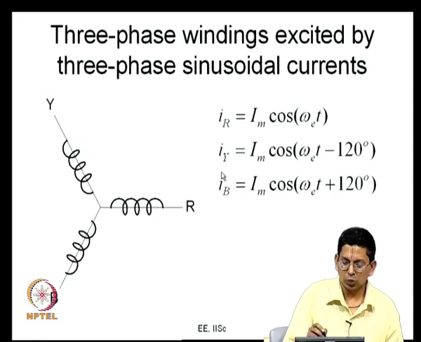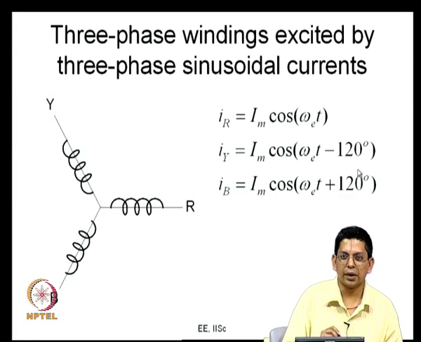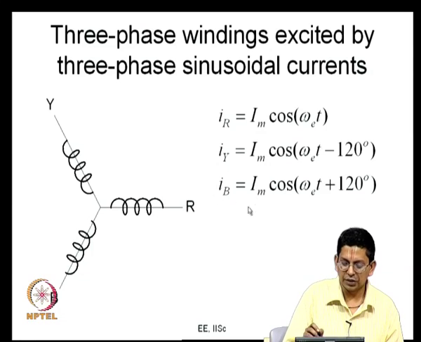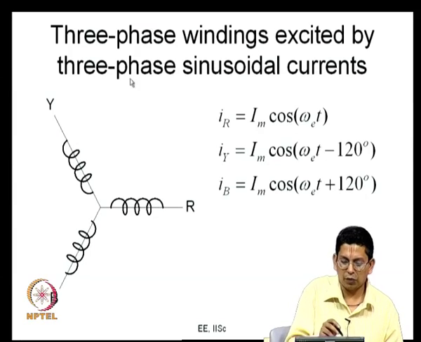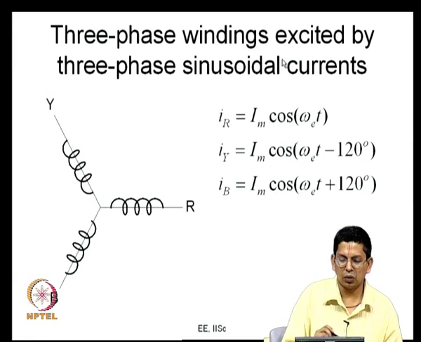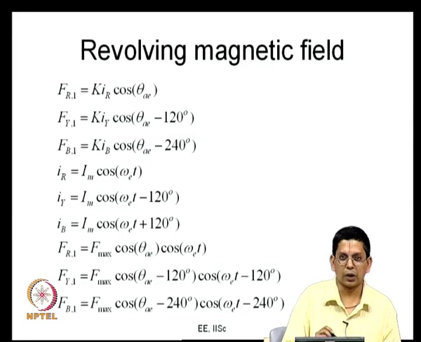If that is the current, then the Y phase current is Im cos omega et minus 120, and the current through the B phase is Im cos omega et plus 120 degrees. So, this is what we have, and from this we move on. What we are doing is passing three phase sinusoidal currents through the three windings. So, this produces a revolving magnetic field.